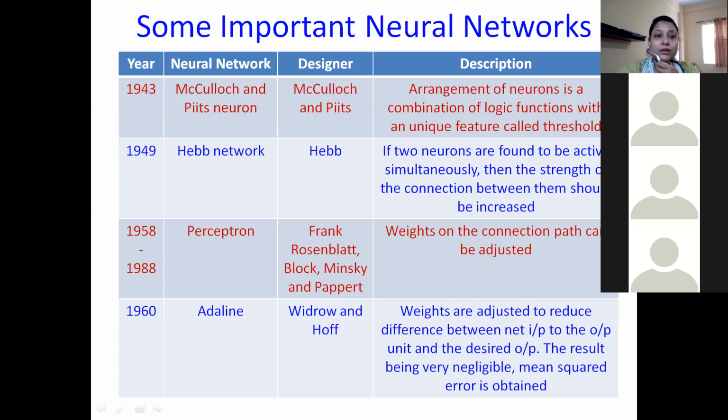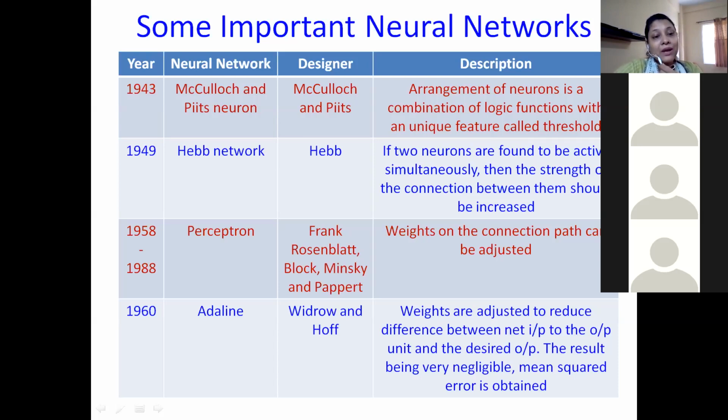Now, coming further, we have the Hebbian network. This Hebbian model, or Hebb model, is designed by Hebb, and it is based on the concept that if two neurons are found to be activated simultaneously, then the strength of the connection, that means the weights, are going to be increased.